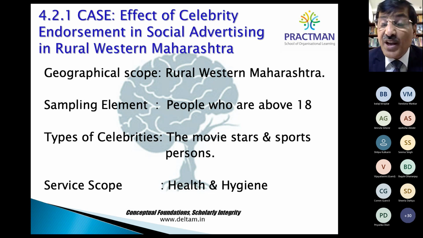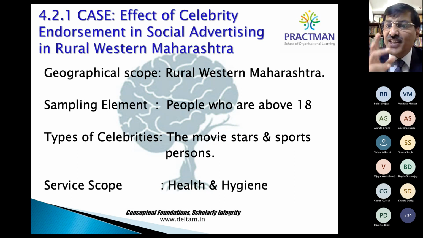Within the scope, we further define celebrity endorsement when we say what type of celebrity. A politician is also a celebrity. Are we covering him? Elon Musk is also a celebrity. Are we covering him? No. We defined very clearly two celebrities. One is a movie star and second is a sportsperson. So you narrow down the focus of your research so that it becomes manageable.